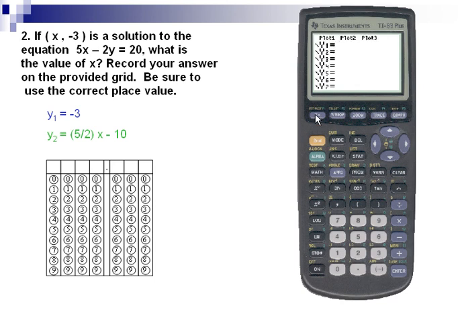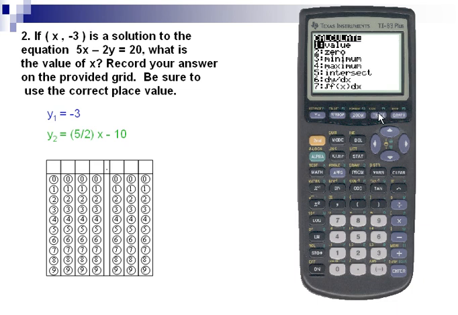Go to y equals on your calculator. Our y1 is negative 3. Enter. Our y2 is parentheses 5 halves x minus 10. Zoom 6. There's our y1. There's our y2. There's the point of intersection that we're looking for.